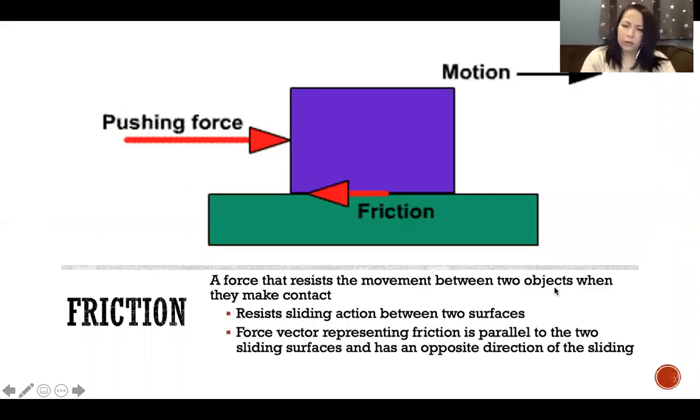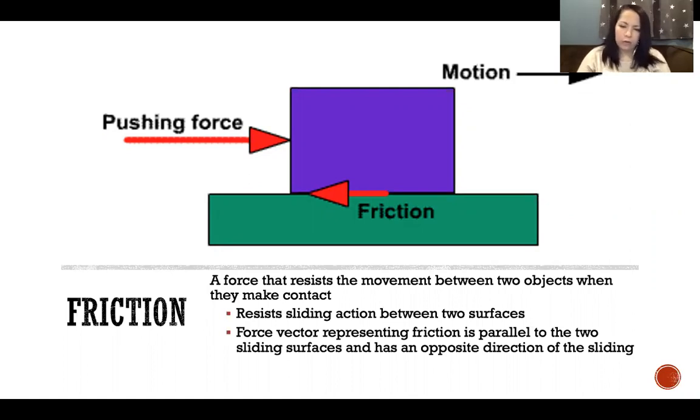Friction is a force that resists the movement between two objects when they make contact. So it resists sliding action between two surfaces, and that can be an internal force or an external force. Like we could have friction between two cartilages inside of a joint or between a ligament and a bone. So we can have internal or intrinsic frictions, and we have friction that is external or extrinsic that's applied to the body from the outside, like the friction between your feet and the ground, just as an example.